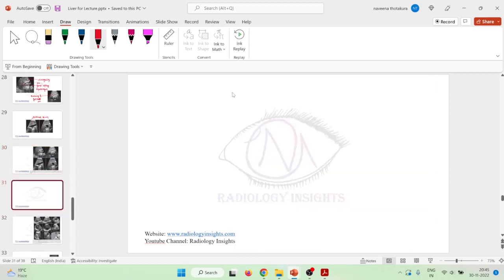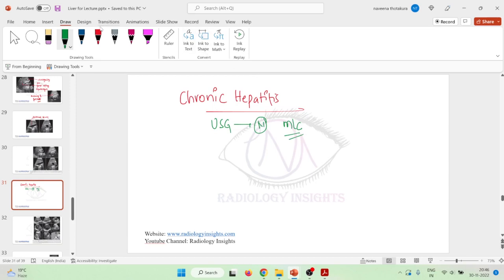Next, the important thing is, what about chronic hepatitis? If you see the changes in chronic hepatitis on ultrasonography, the liver is most commonly completely normal. But in a patient with chronic hepatitis, if cirrhosis develops, that is when we see cirrhosis features: coarse or heterogeneous echotexture of the liver along with surface irregularity.